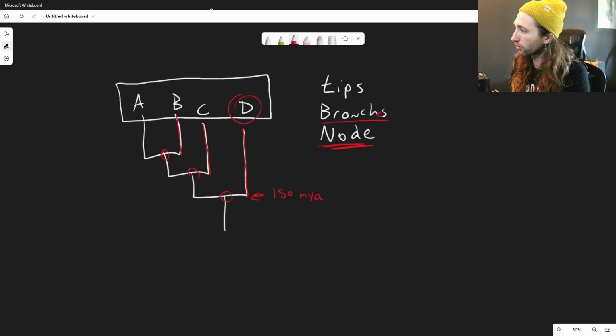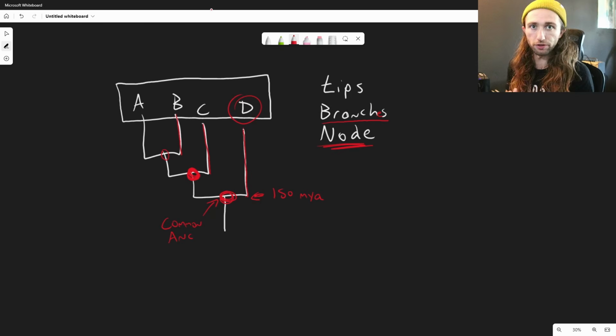So again, the nodes are going to be right here. And these represent the most recent common ancestor. Okay, so we're going to put this as just common ancestor. And these are the 3 main components of a phylogeny, okay? We have our tips, we have our branches, and we have our nodes.